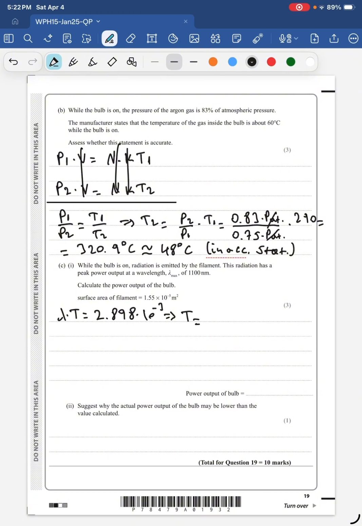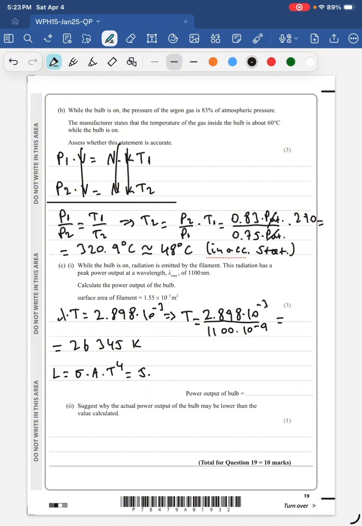So T is 2.898 times 10 to the negative 3 over the wavelength, which is 1100 times 10 to the negative 9. So this yields the temperature of 26,345 Kelvin. Okay, and then we can use Stefan-Boltzmann's law to calculate the luminosity. So L is sigma times the surface area times T to the 4th.